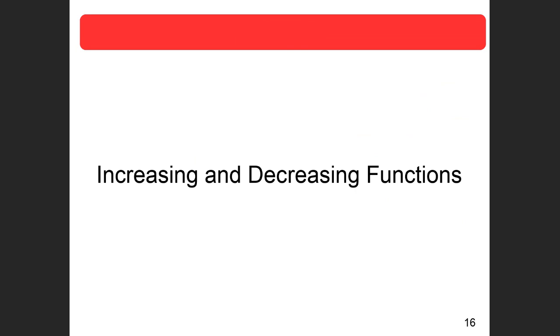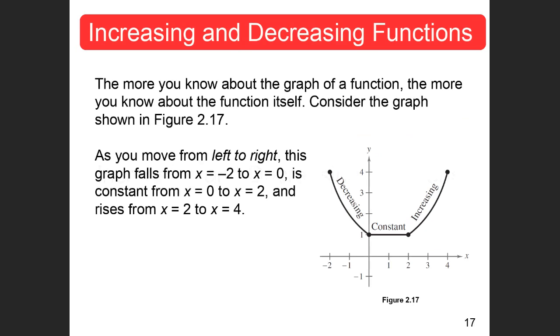Increasing and decreasing functions. If we're looking for if a function is increasing and decreasing, all we have to do is graph it out, and then we read from left to right. So this is my left-hand side. Looks like my function is decreasing, then it's constant, then it's increasing. So just by looking at a function that's graphed out, we can tell where it's increasing, decreasing, and constant.